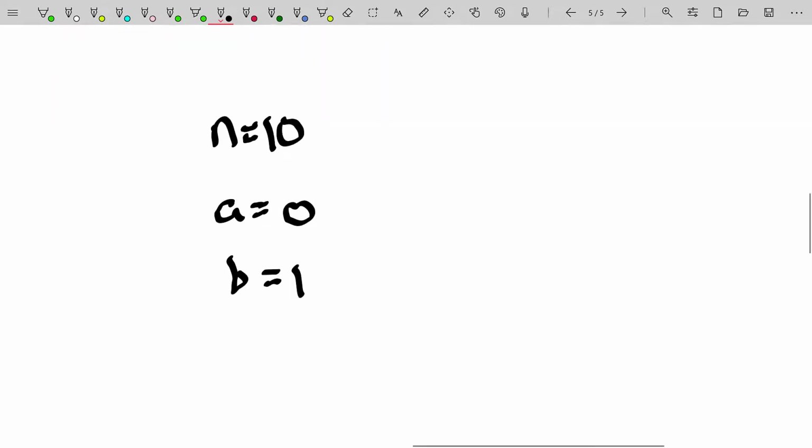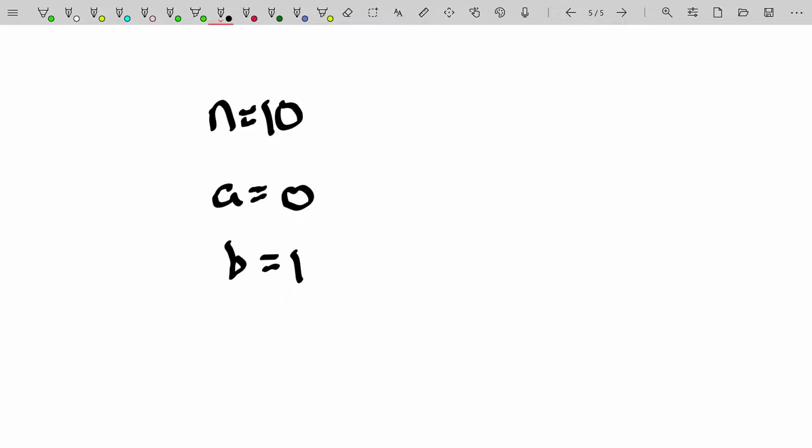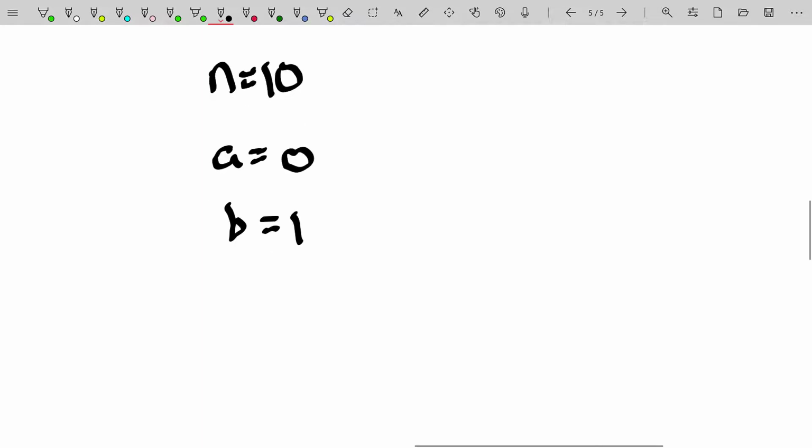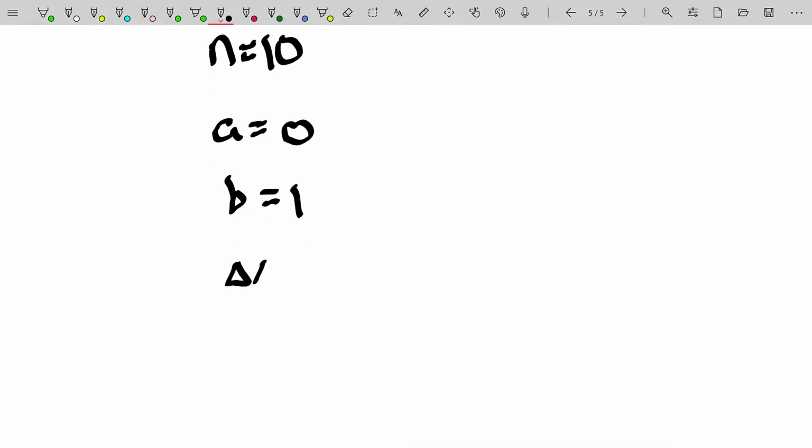When you're running Simpson's rule or any numerical integration technique, you're going to have to list out what n, a, and b are. a is the lower limit of your integration, b is the upper limit of your integration, and n is the number of slices. So let's go ahead and find out what delta x is here.